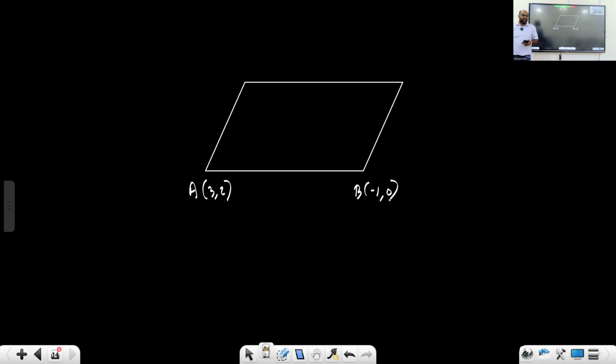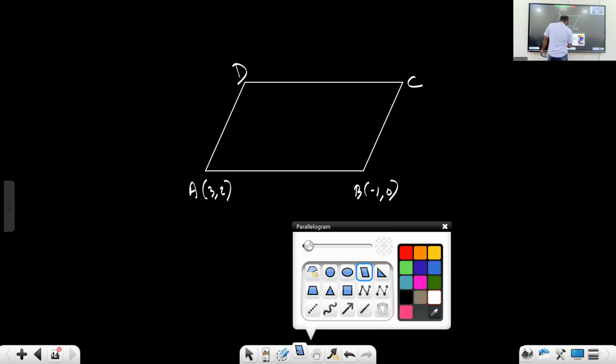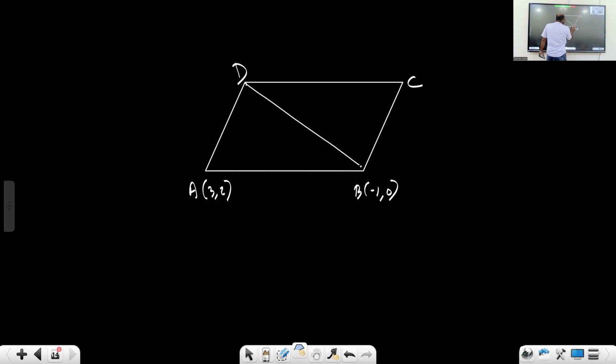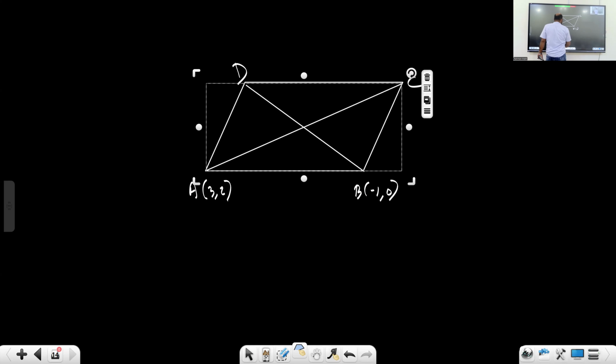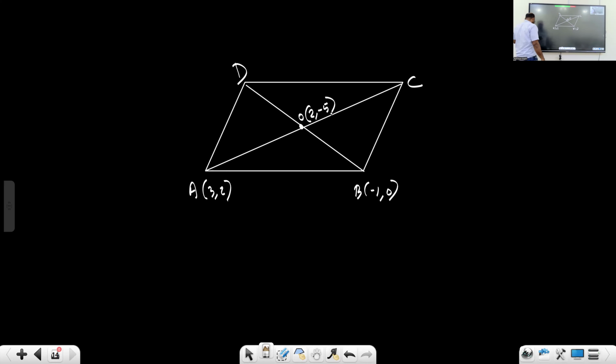Adjacent vertices means either A and B or A and C. And here C and here D. This much is given. The diagonals intersect at the point (2, -5). Good question. This point normally we call O, (2, -5). They're asking the other two vertices.